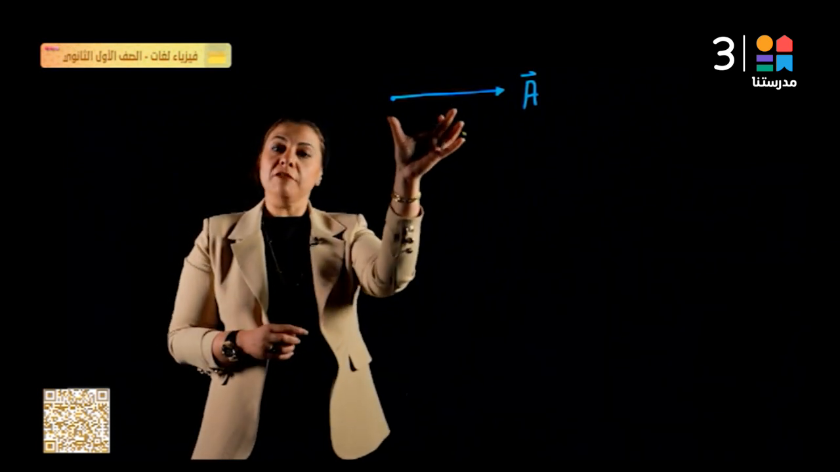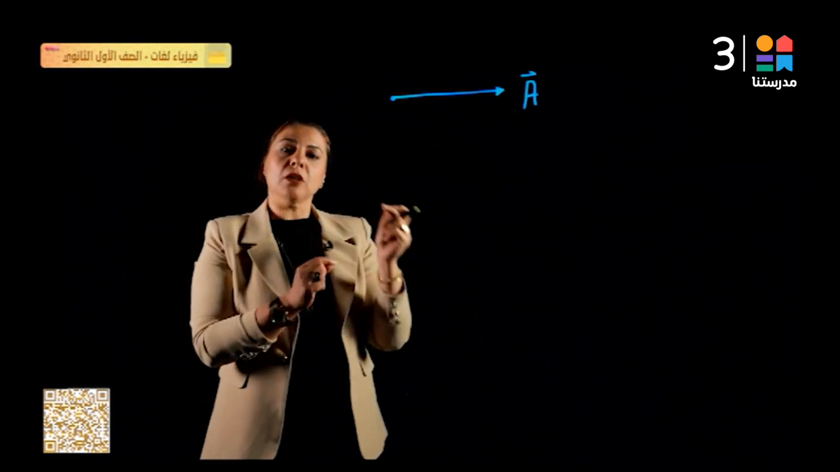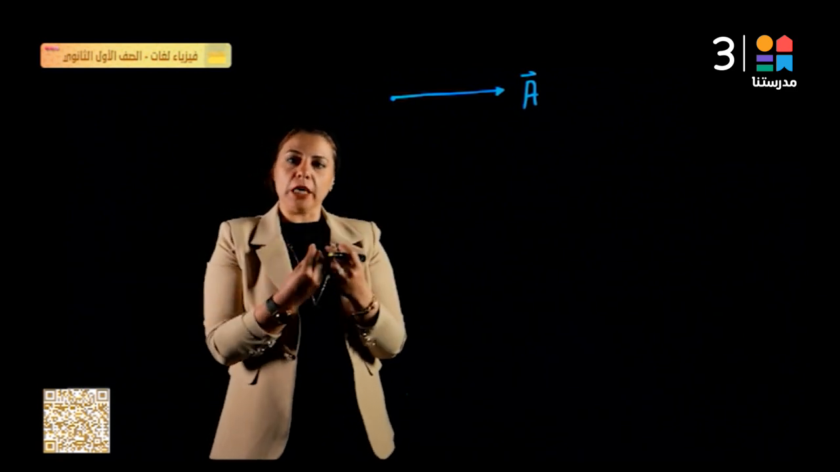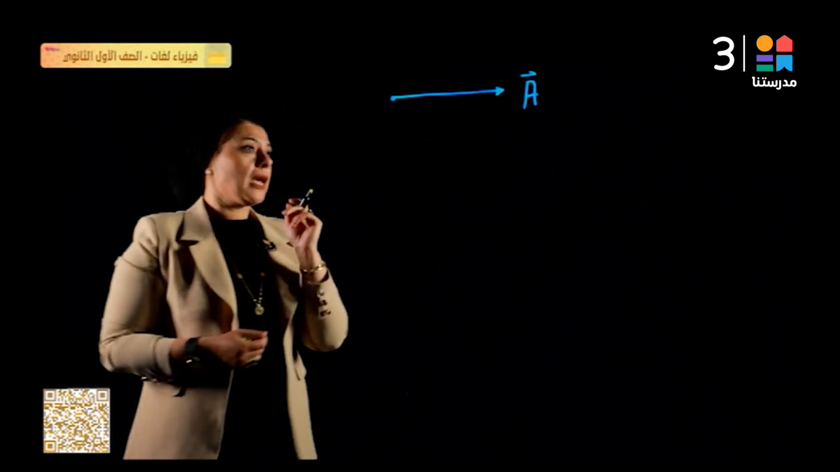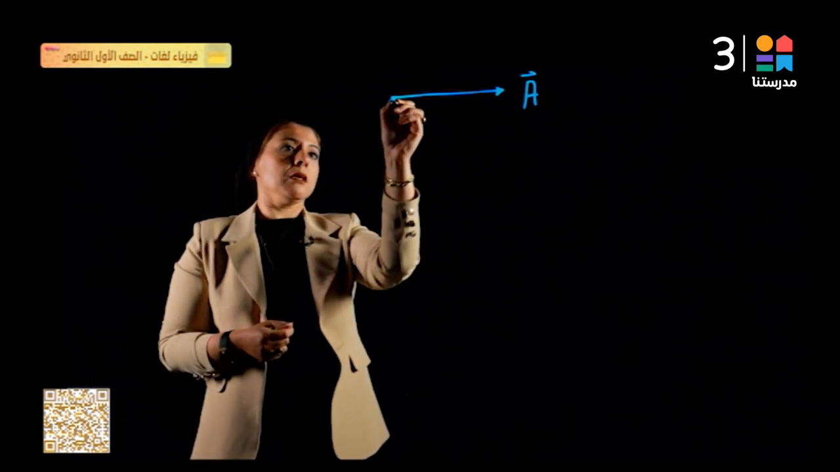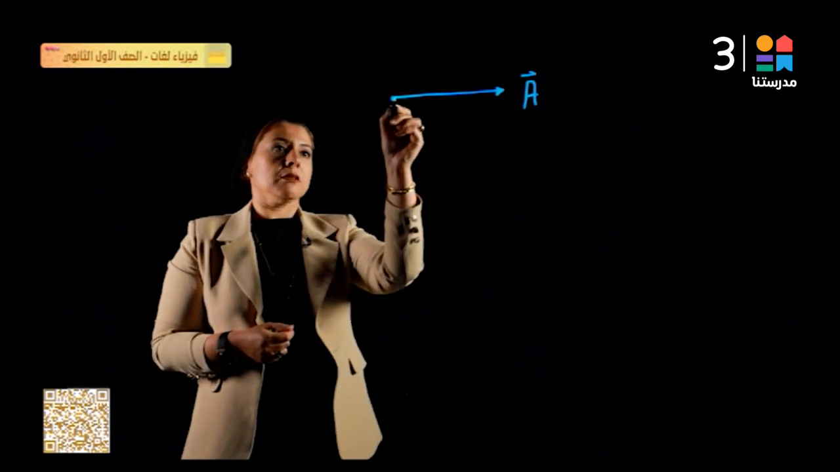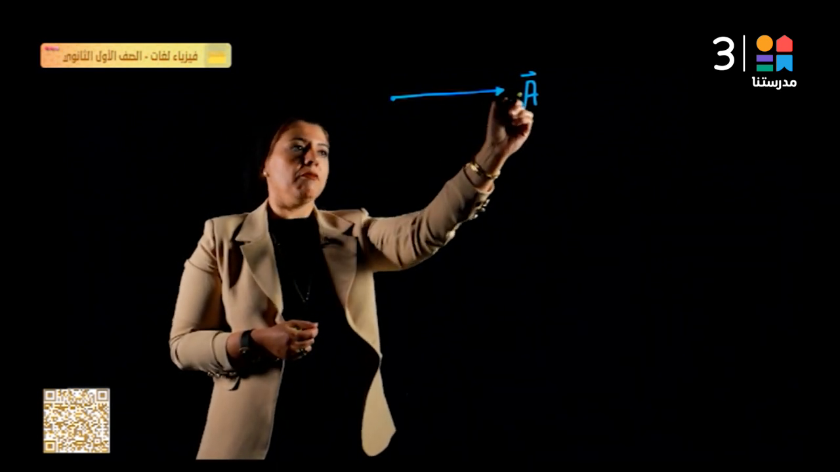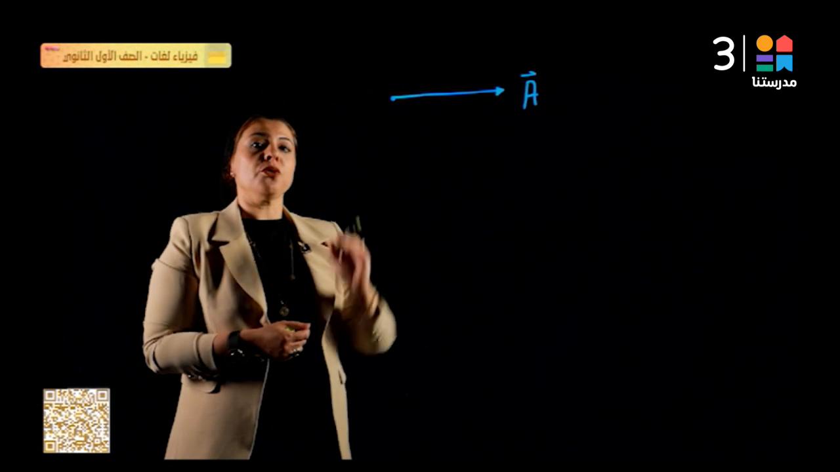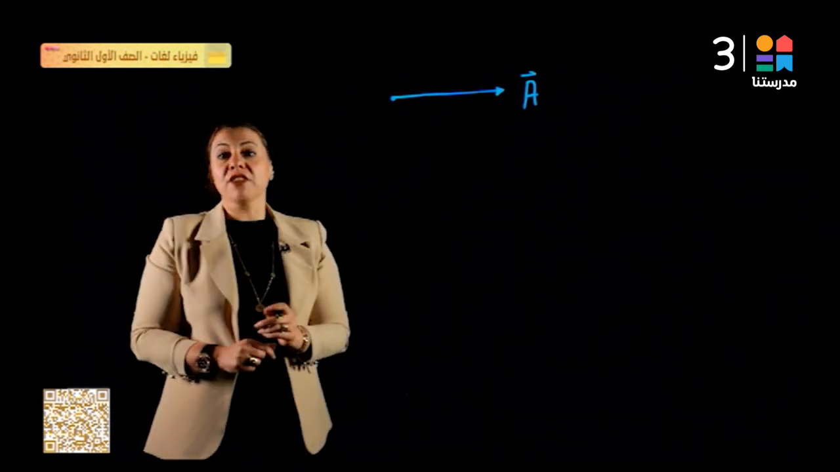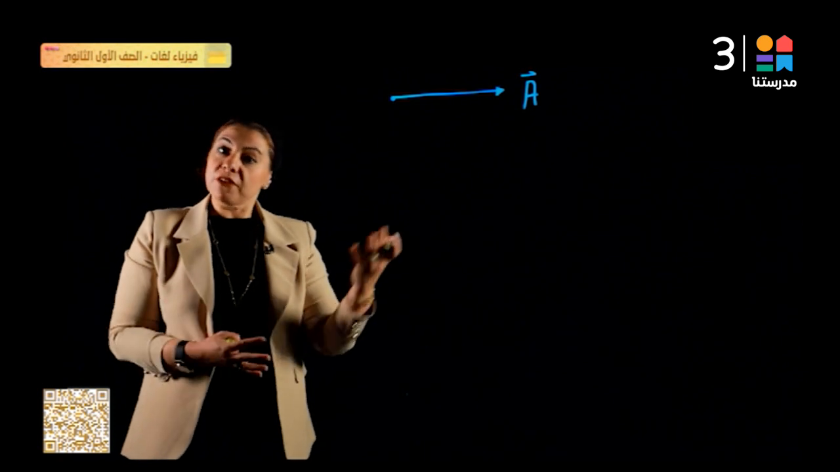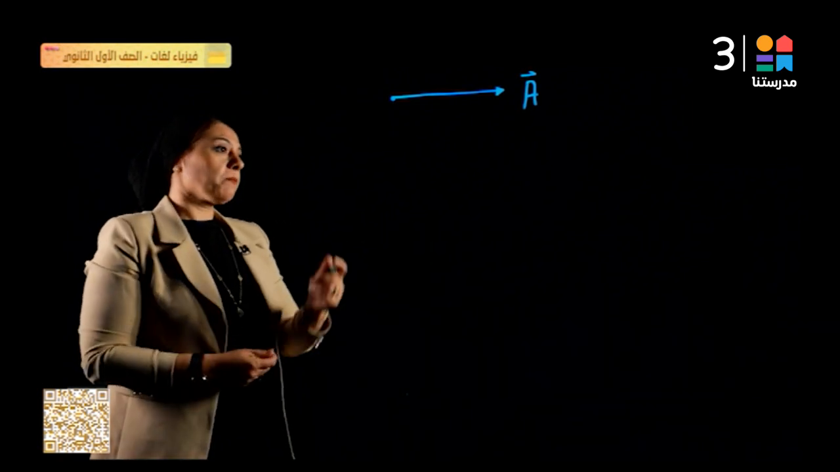So the length of this vector is, as we said, related to the value of the vector itself, or the physical quantity itself. And we said the initial point is the starting point, and the vector is pointing in the direction of the motion or of applying this vector, based on the type of physical quantity it is.